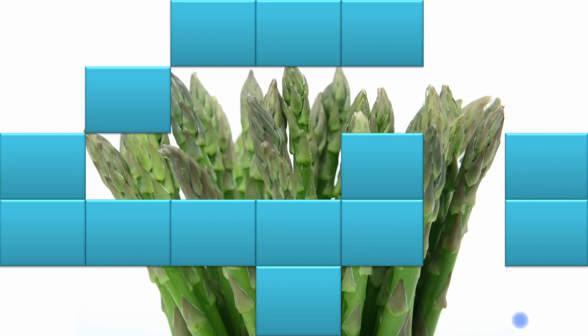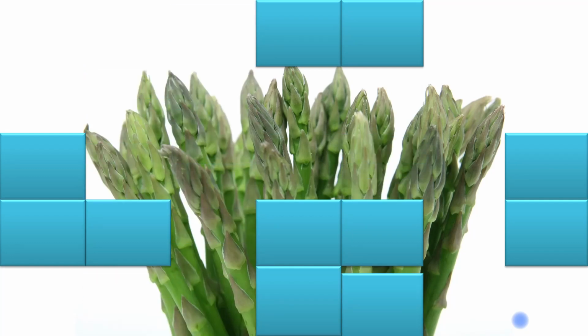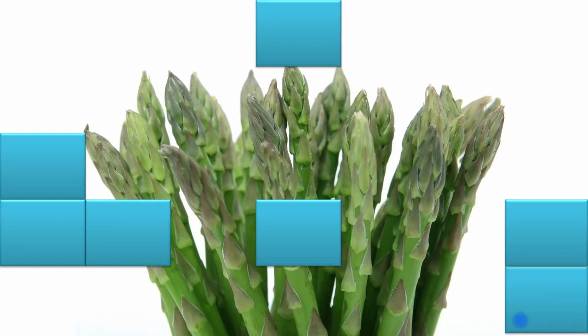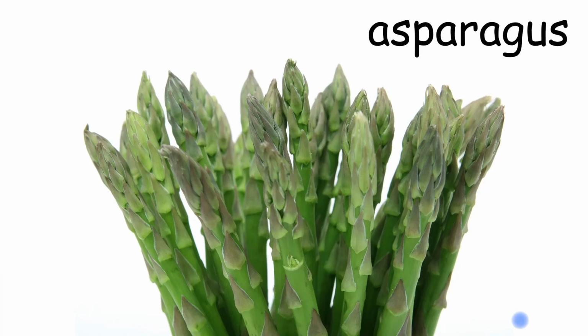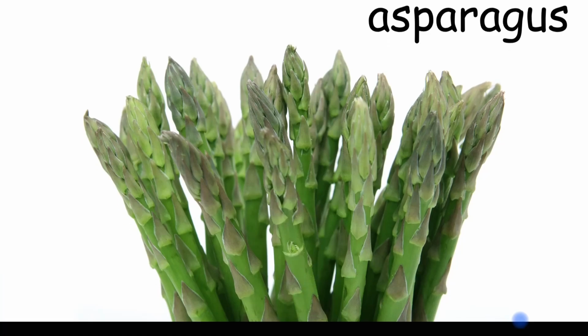You invite a student from each team to compete. Then you press spacebar, or if you have a pointer or a clicker, click next. Then this picture is being revealed gradually, and you wait until one of your students guesses the answer. In this case, it is asparagus.